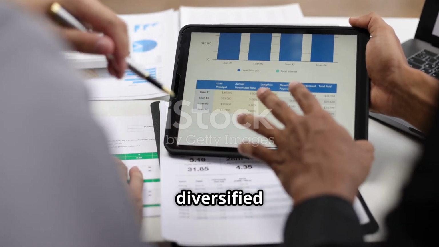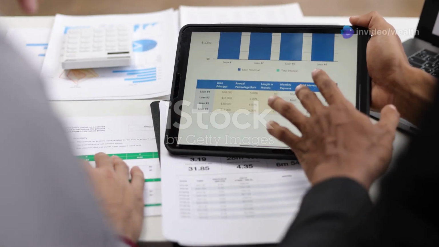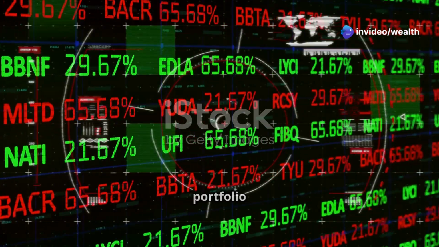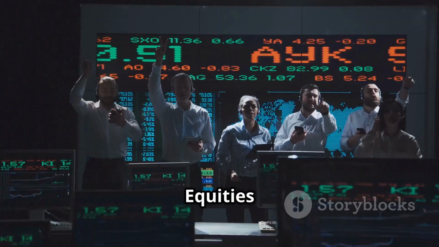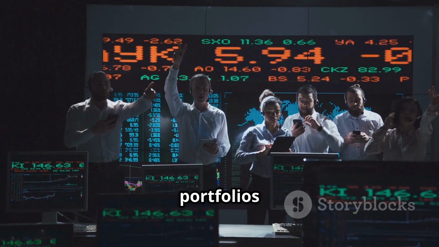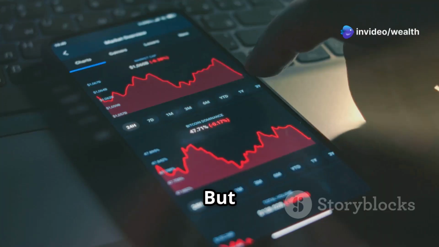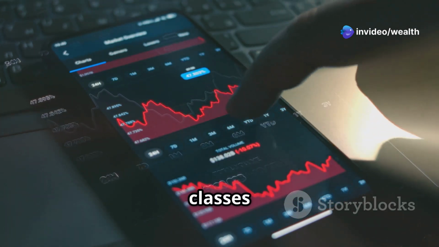So how do you build a diversified portfolio? Let's start with the core asset classes you should consider. A well-balanced portfolio typically includes a combination of stocks. Equities are the foundation of most portfolios because they have the potential for higher returns over the long term. But stocks also come with more volatility, so they should be balanced with other asset classes to manage risk.